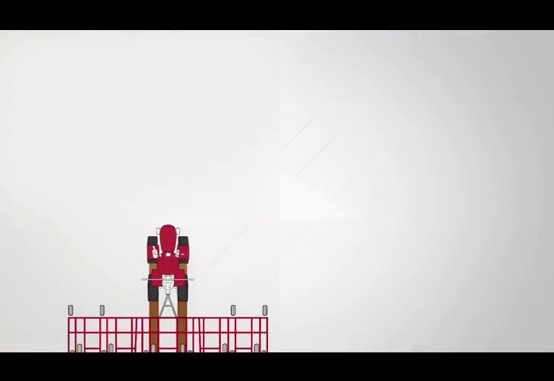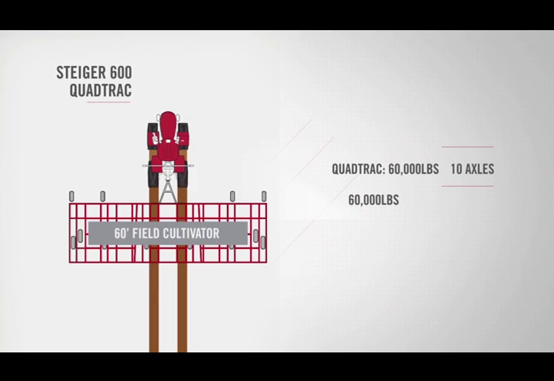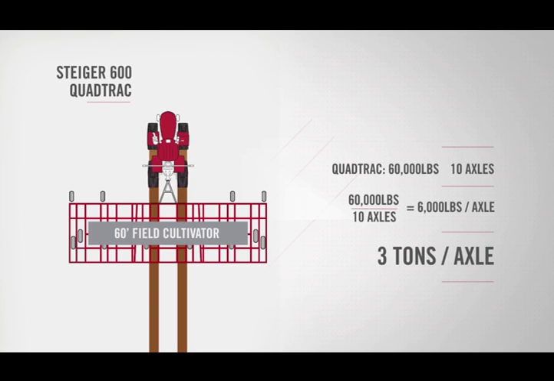For example, let's take a 60-foot field cultivator pulled by a 600 quad track. The tractor weighs 60,000 pounds and has 10 axles. If you divide that 60,000 pounds out over the 10 axles, that's 6,000 pounds, or 3 tons per axle. That's much lower than the recommended amount of 10 tons or less per axle, minimizing your chances of causing deep compaction. Deep compaction will result in permanent yield loss.